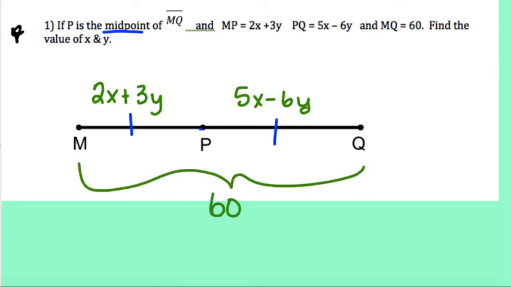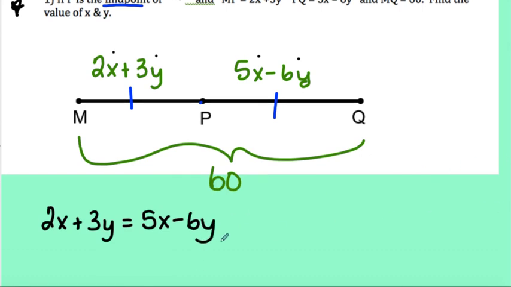Oh no, Coach Fred, I've got two variables. If I wrote an equation for using midpoint, I would get 2x plus 3y equals 5x minus 6y. They're equal, so I can set them equal. But that equation has two variables in it. So that's where I have to have a stop sign here. I got to stop, and I got to think.